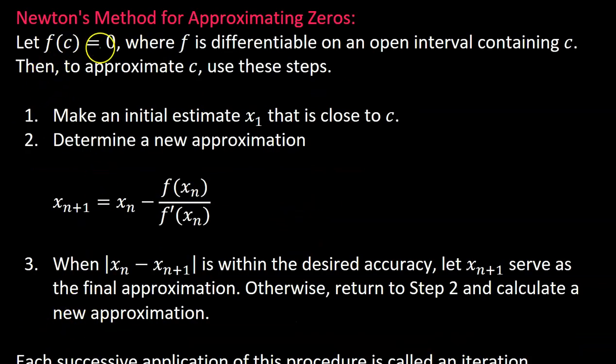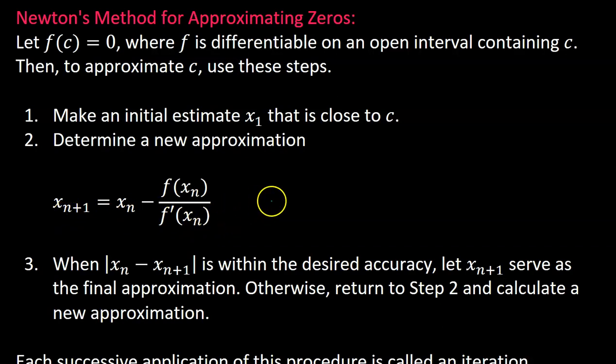Let f(c) equal 0, in other words, c is a zero of the function, where f is differentiable on an open interval containing c. Then to approximate c, use these steps. Step 1, make an initial estimate x1 that is close to c. Step 2, determine a new approximation using this formula.